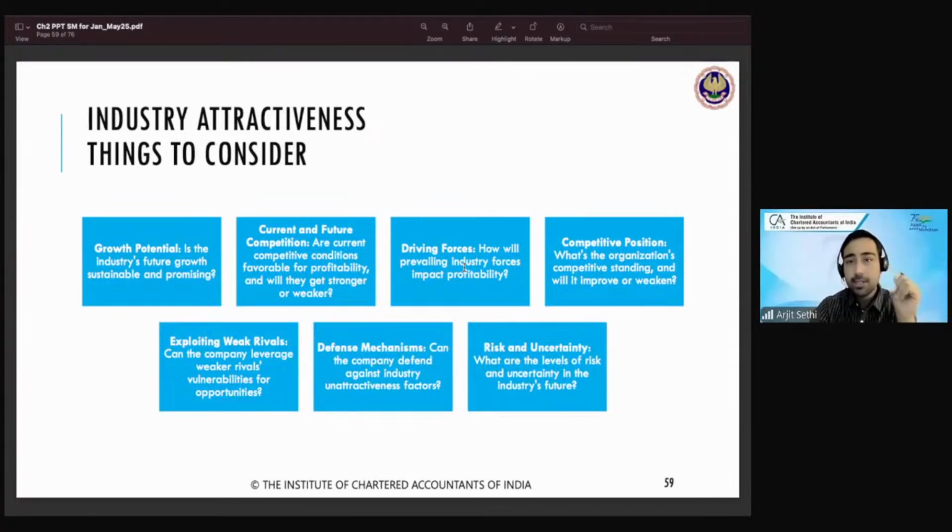So industry attractiveness को कैसे मापा जाए? How do you measure if an industry is worth investing in or not? The question is simple, my friend. How do you analyze if an industry is worth investing in or not? Number one, growth potential. If there is growth potential, there are more customers coming in, the prices are increasing, growth potential hai, go for it.